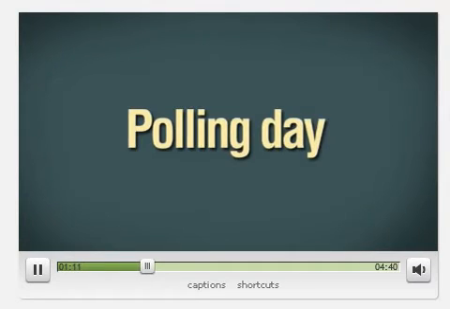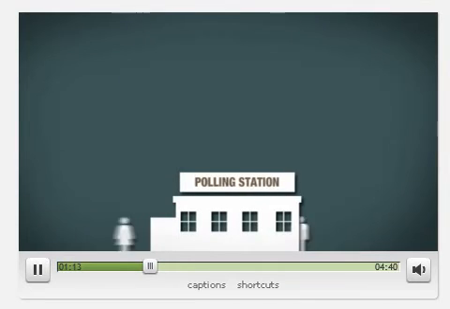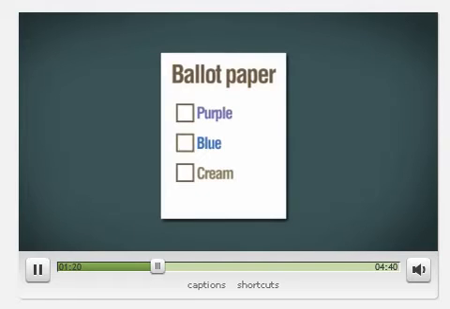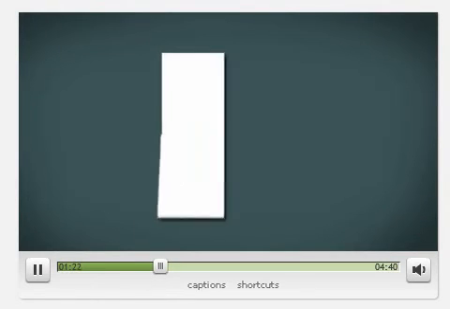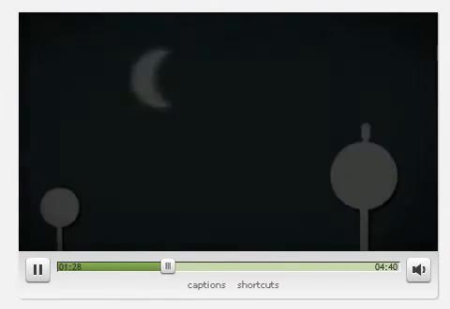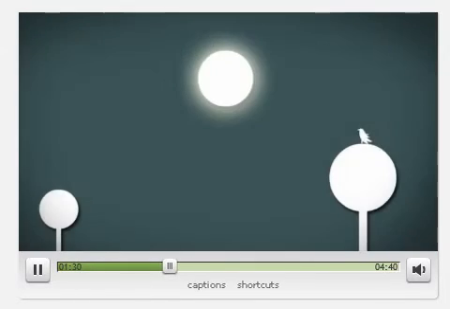The day of the vote is called polling day. Throughout the day, all eligible British voters choose which party they'd like to see in power by heading to a polling station and marking their choice on a ballot paper. The ballot paper gets folded up and placed in a ballot box until voting closes. Votes are counted and results are announced throughout election night and the next day.